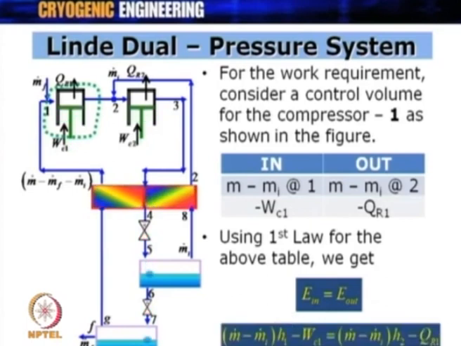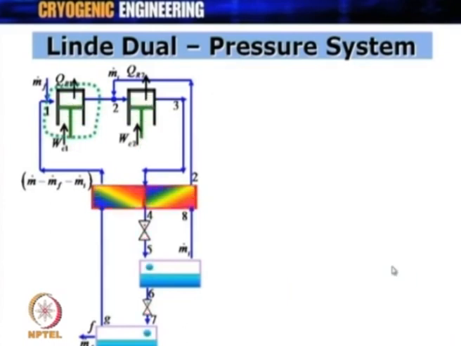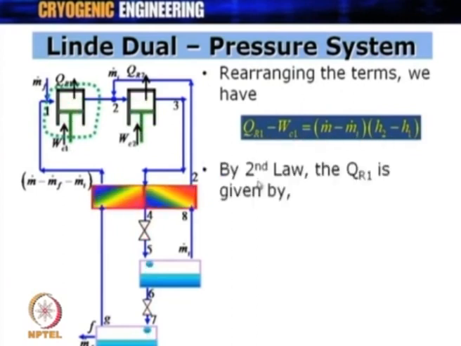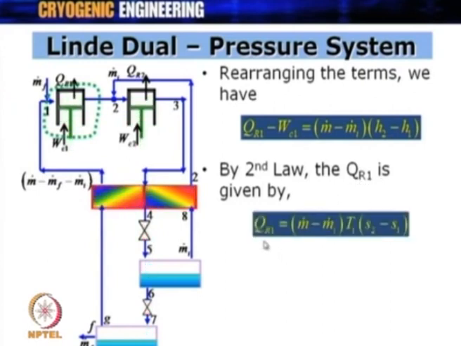So, using the first law, energy in is equal to energy out. What is going in is (m dot minus m dot I) h1 minus WC1, which is equal to what is coming out, (m dot minus m dot I) h2 minus QR1. Rearranging these terms, we have QR1 minus WC1 is equal to (m dot minus m dot I)(h2 minus h1).